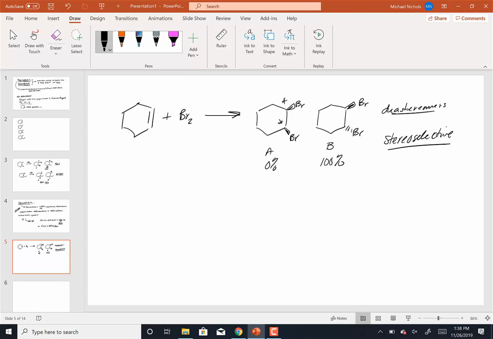So if I applied the flow chart to this, I would say, number one, does Br2 add 100% cis or trans? Yes, it adds 100% trans. In my product, did I make two chiral centers? Yes. Stereoselective. So we can look at it either way. So if they are enantiomers, they're not stereoselective? Right. If you make enantiomers, we always make them in a 50-50 ratio, unless there was something chiral in the reagents, and there isn't.